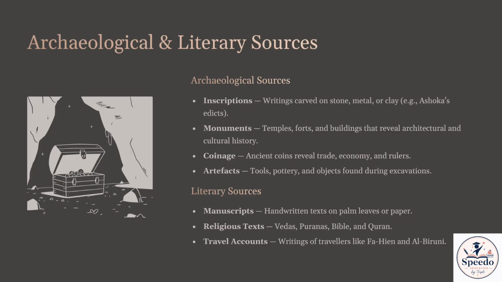Literary sources. Now let's move to the second type of historical source. Literary sources are written records created by people in the past. They provide detailed information about politics, religion, education, culture, trade, and daily life. These include manuscripts, which were handwritten on palm leaves, birch bark, cloth, or paper before the invention of printing. Another important literary source is religious texts such as the Vedas, Upanishads, and Puranas.